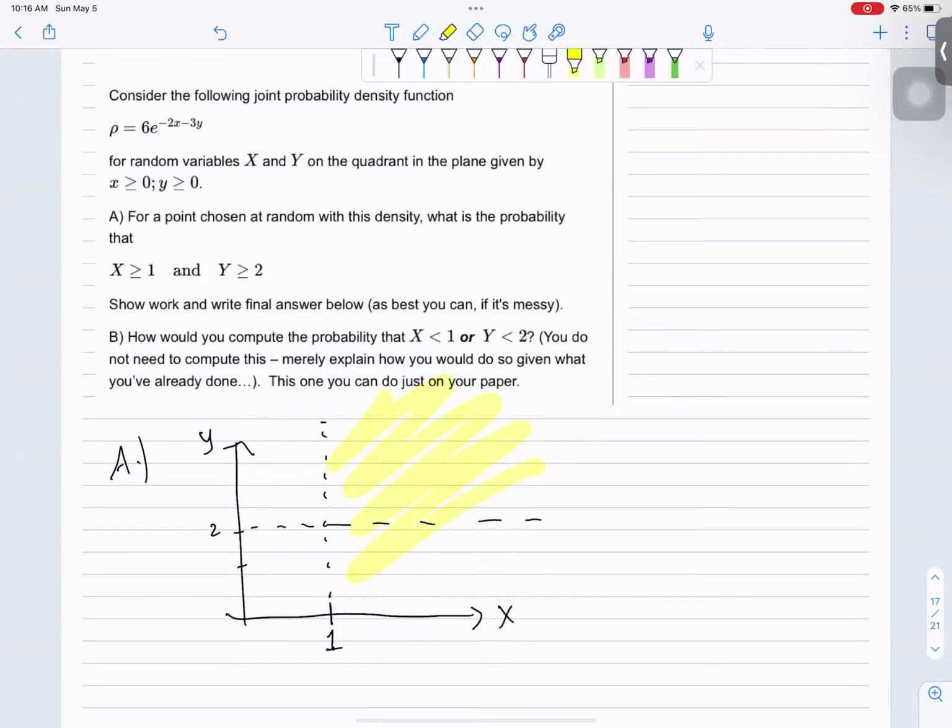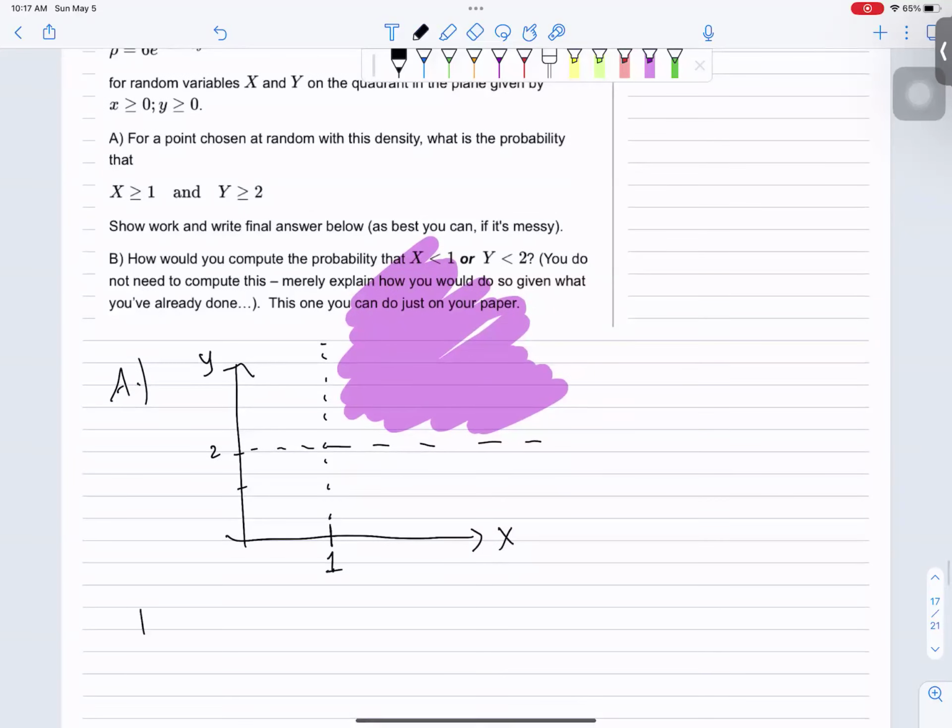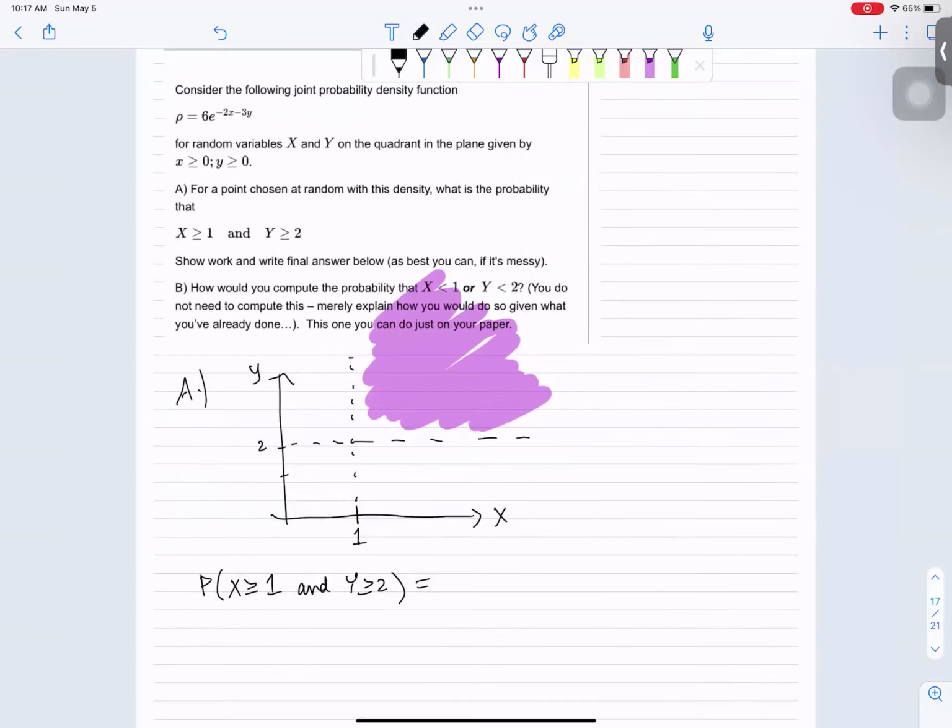Okay, so I wanted x greater than 1. I also want y greater than or equal to 2. Where do both of those happen? Right here, the purple one. So the purple one is the only one we want to consider. So I want to find the probability that x greater than 1 and y greater than or equal to 2. What is that going to equal?